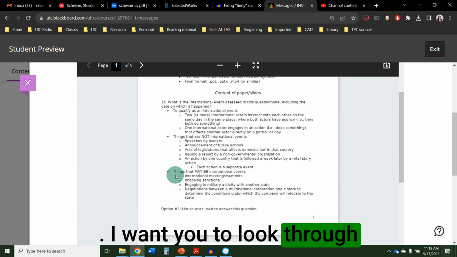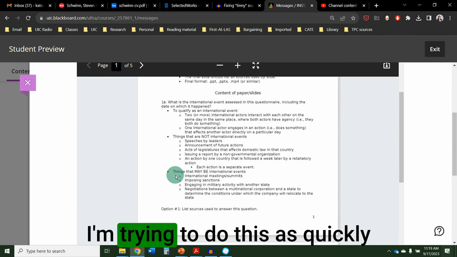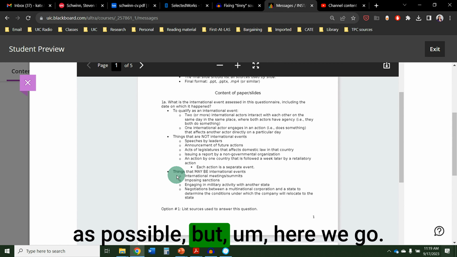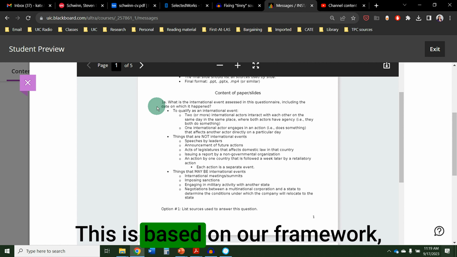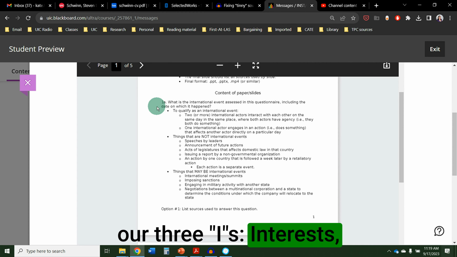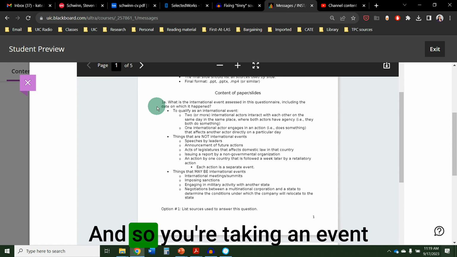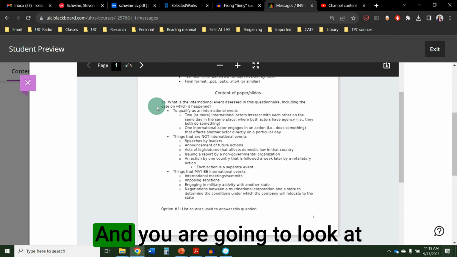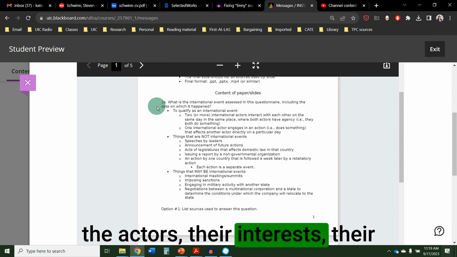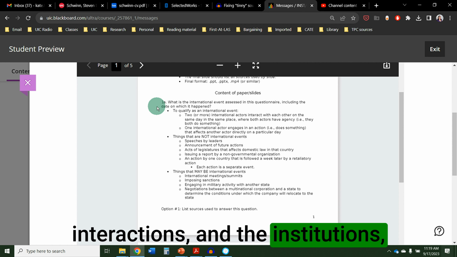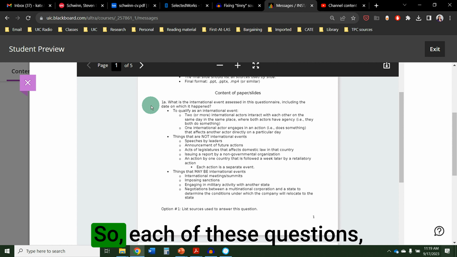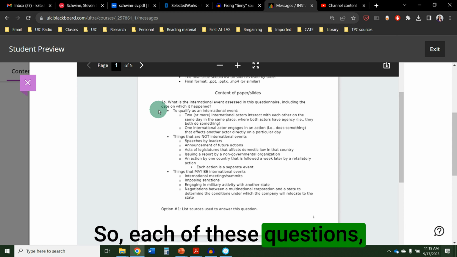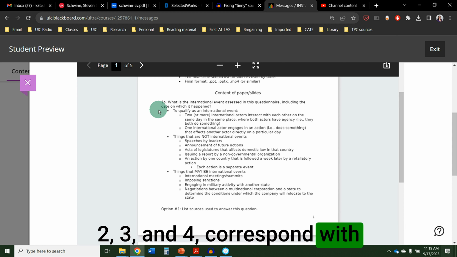I want you to look through these instructions on your own. I'm trying to do this as quickly as possible, but here we go. This is based on our framework, our 3 I's: interests, interactions, and institutions. So you're taking an event that has happened within the time frame listed in the syllabus, and you are going to look at the actors, their interests, their interactions, and the institutions in which they're working. Each of these questions, 2, 3, and 4, corresponds with each of those 3 I's.